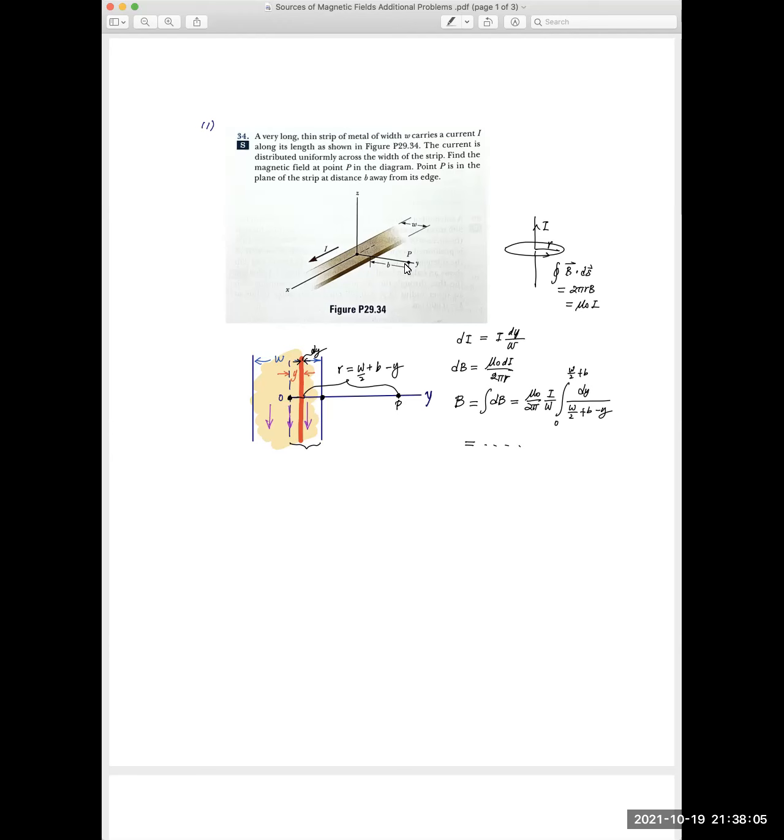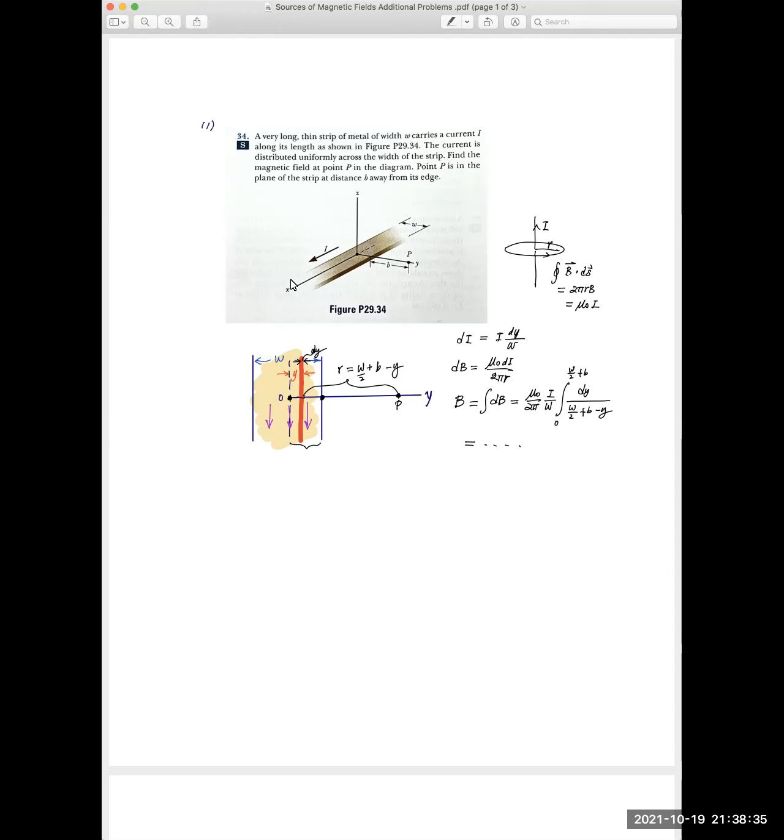Now we know how to calculate the magnetic field produced by a very thin, long wire, but this is not a very thin one. It's got a width W. So what we can do is cut this strip into a whole bunch of parallel thin wires and find the magnetic field dB produced by a little thin wire of width dy carrying the current dI, and then we get dB.